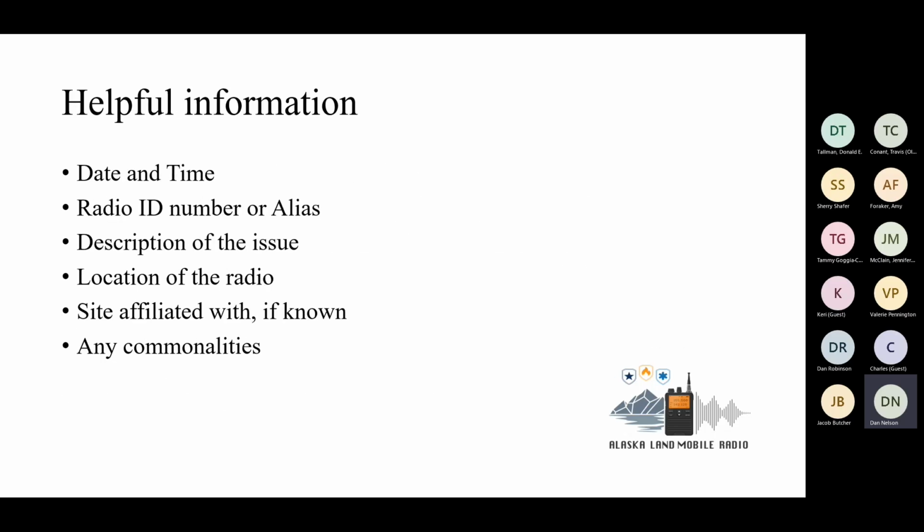What's very helpful for us when reporting issues, especially things like coverage or radios not working properly, is if you can help us with some of the information on your screen. It also helps the system technologist look into the system and try to find what happened. Typically the most critical is date and time. If you have the ID number or the alias of the radio, that's critical. That really does help us. If you know the location or which site it was affiliated with, that's also helpful.